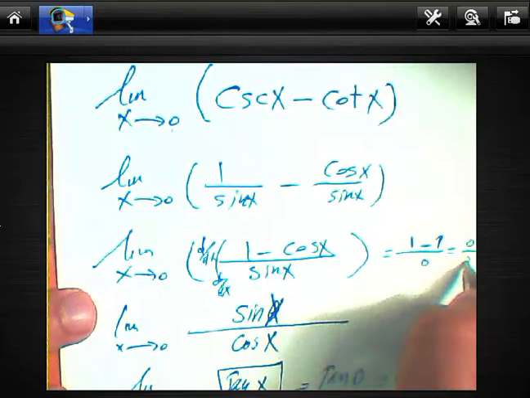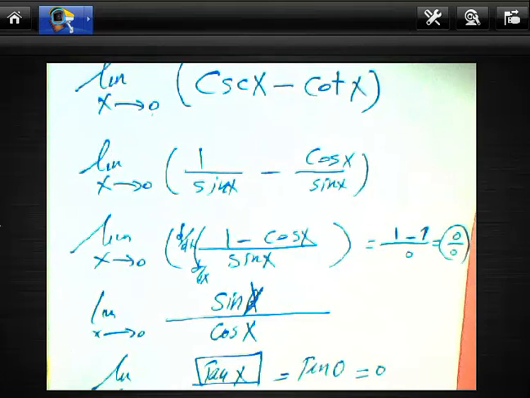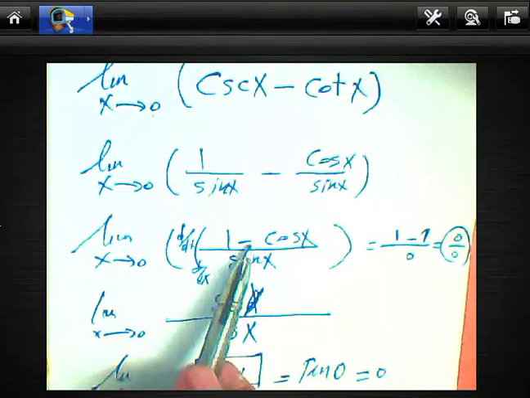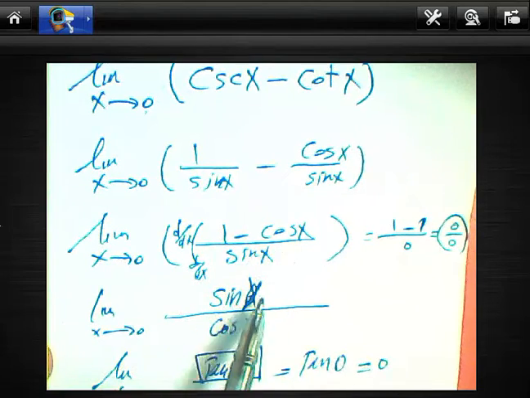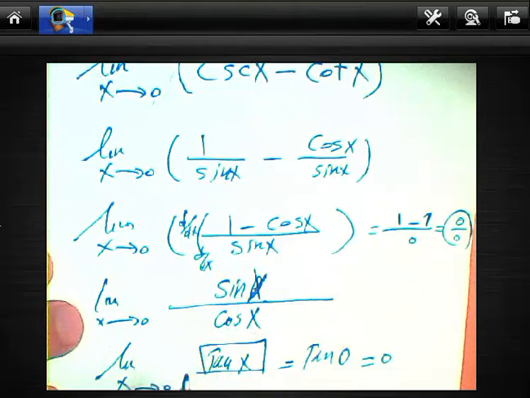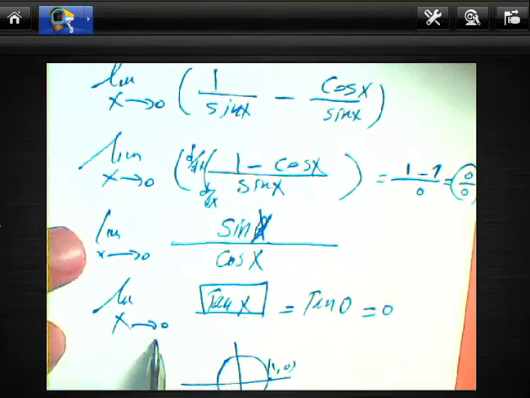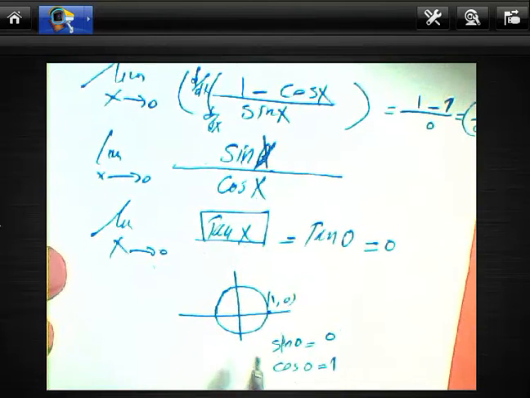The result will be 0 over 0. It's undefined. So we must find the derivative of the numerator and denominator. The derivative of 1 equals 0, and the derivative of negative cosine x equals sine x, because the derivative of cosine is negative sine, negative multiplied by negative equals positive. And then sine of x over cosine of x equals tan of x. When x approaches 0, then tan 0 equals 0, because tan equals sine over cosine, sine 0 equals 0 and cosine 0 equals 1, so the result will be 0 over 1 equals 0.